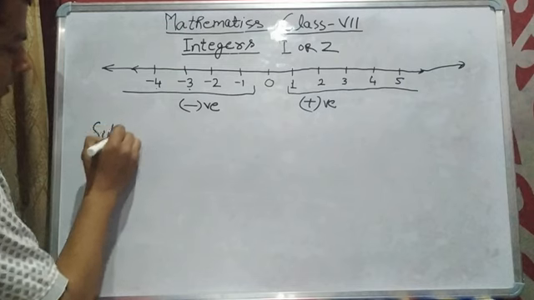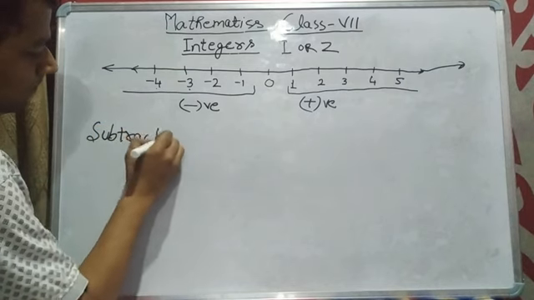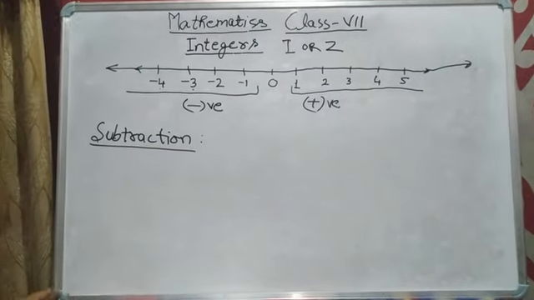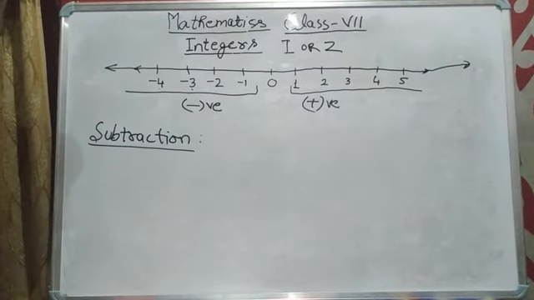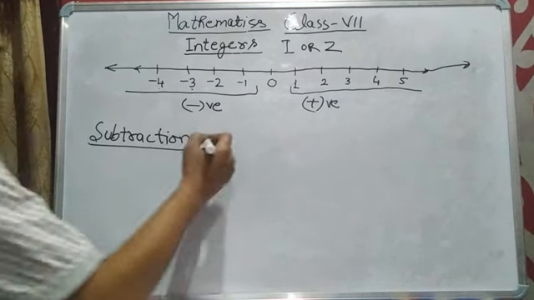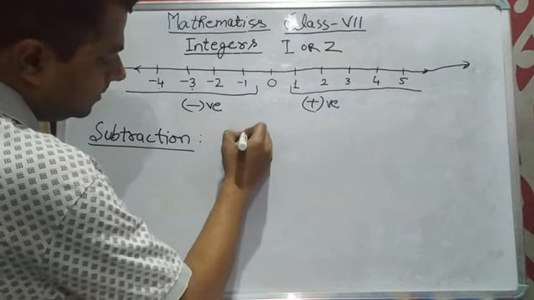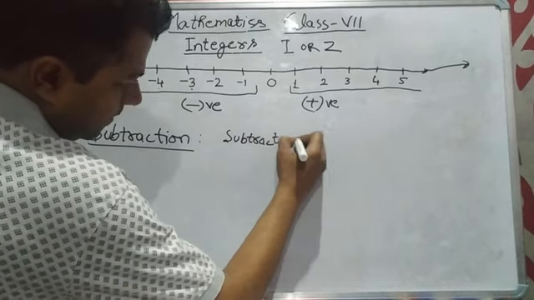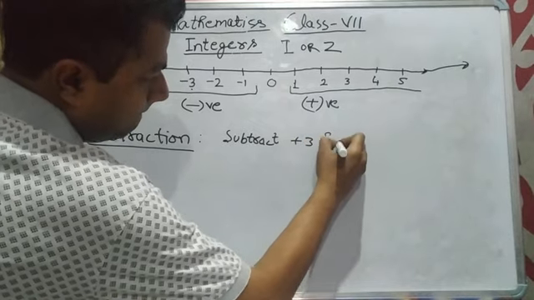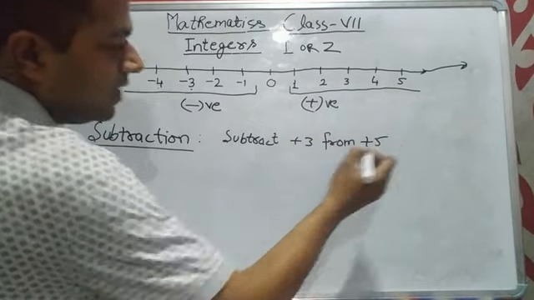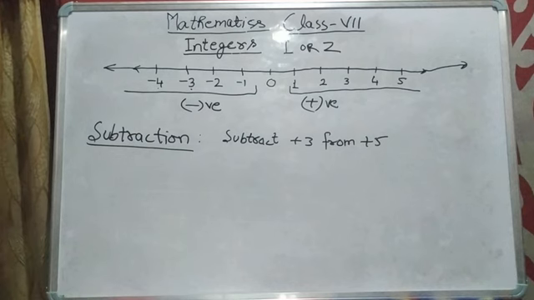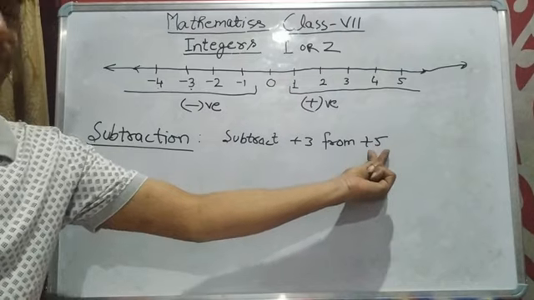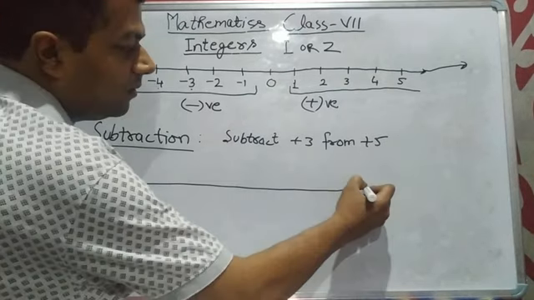Next point, subtraction. Subtraction, again, let us take an example. Subtract plus 3 from plus 5. First we are taking the positive value. Now we are to subtract this one from this one. So obviously we have to start from plus 5. Take the number line again.